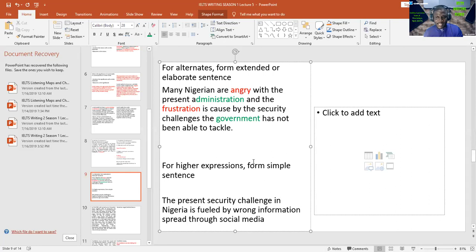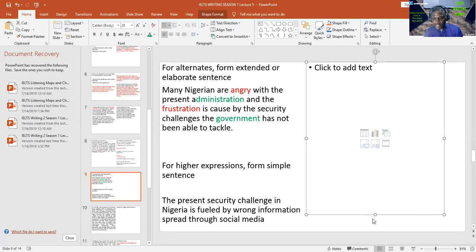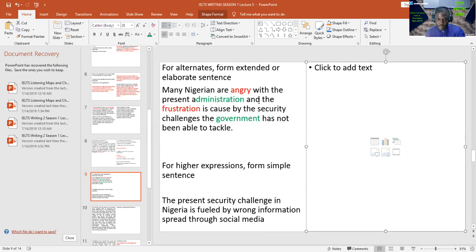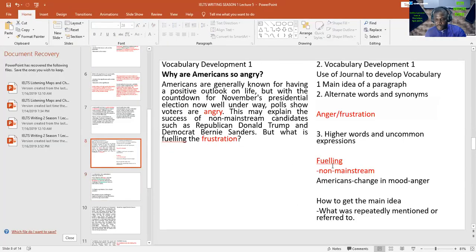Okay. So that's the reason I have taken you through the roots of writing higher, of going through the main idea of writing higher words and expression and alternate words and synonyms. So I said write an extended statement with this and write a simple statement with the one that has to do with the higher and common words, non-mainstream.